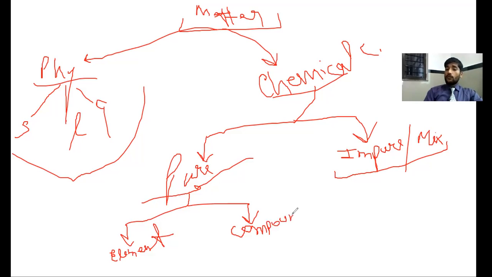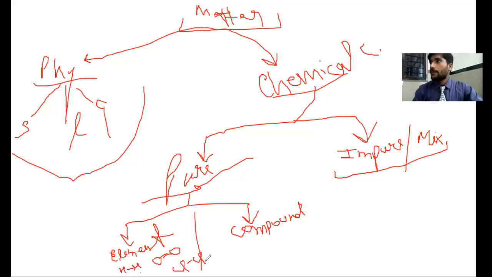Okay, what is the difference between element and compound? This is a very necessary part which you must note and understand. Element, beta: the molecules of an element are made up of only one type of atoms, right? For example, H2, both hydrogen atoms are present there. O2, both oxygen atoms. Cl2, both chlorine atoms. So molecules of an element are made up of only one type of atoms.